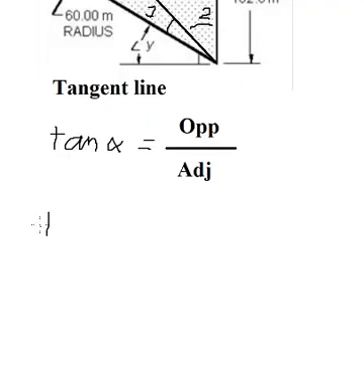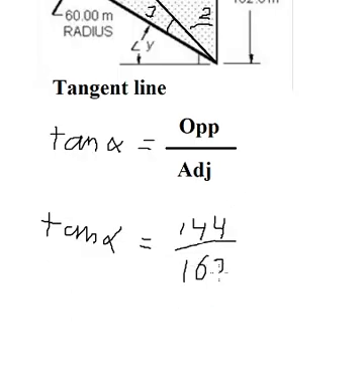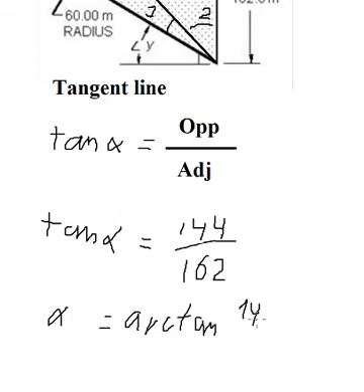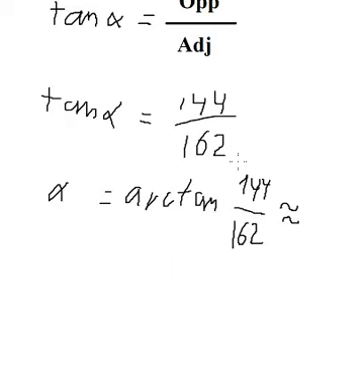So we can find alpha, that's 144 over 162. So alpha in this situation is arctan of 144 over 162. We calculate this one, and we have 41.6 degrees.